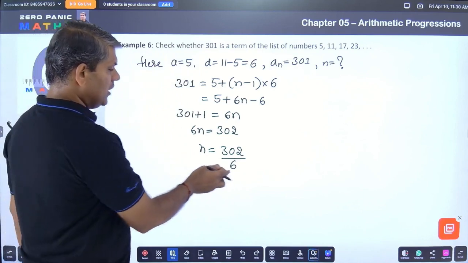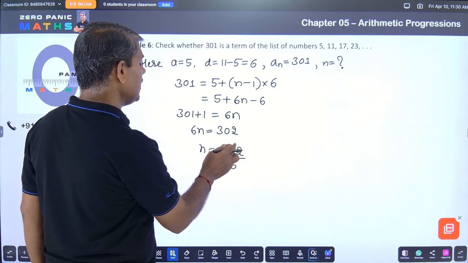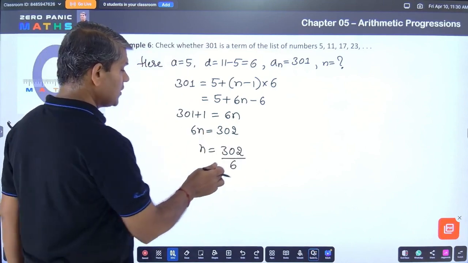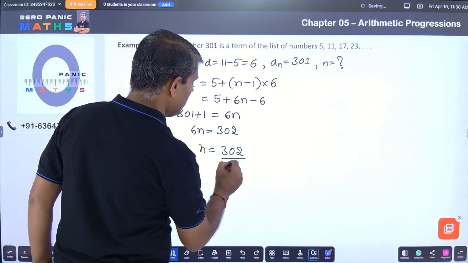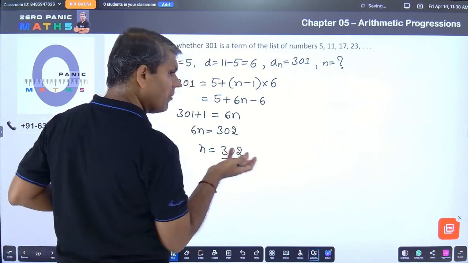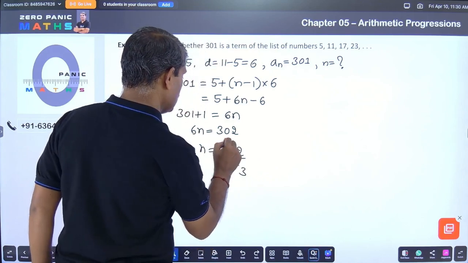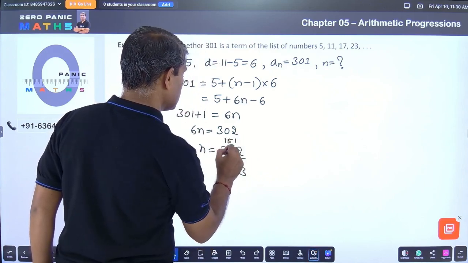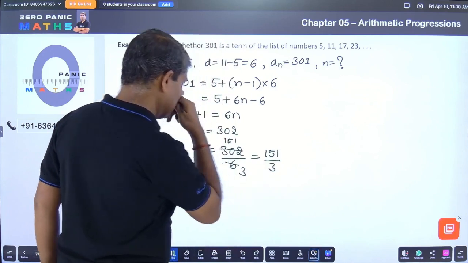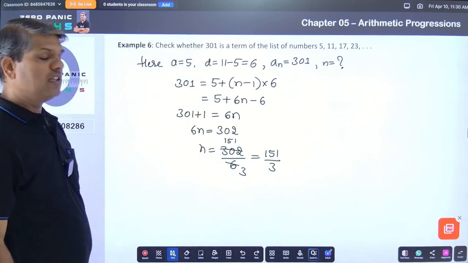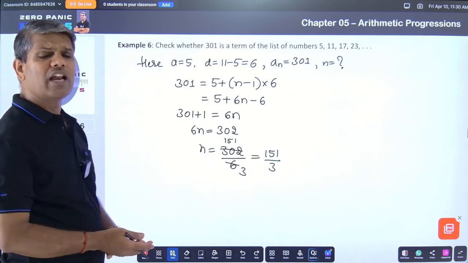Whether 6 fully divides 302: 6 ones are 6, 6 fives are 30, but 2 remains, so it cannot directly divide. It means you can just divide and keep some fraction. 2 threes are 6, so it is 151 by 3. n is equal to 151 by 3. So n is not a positive integer, it is a rational number.